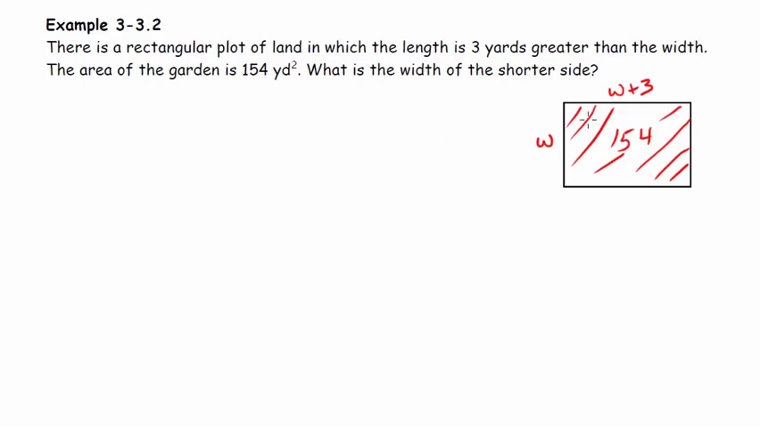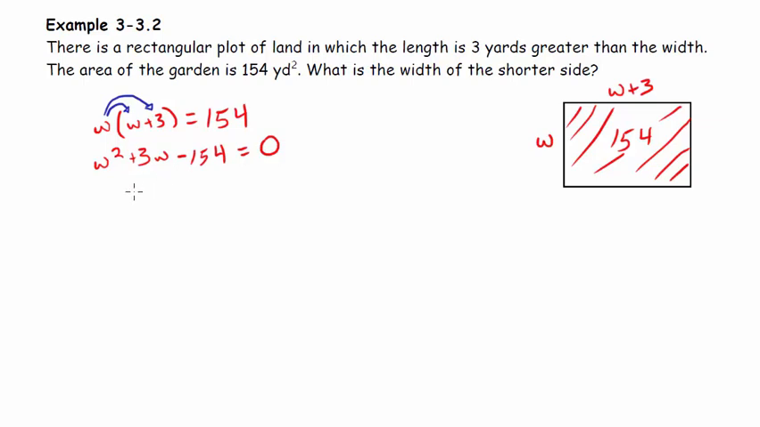To come up with an equation here, we need to multiply these two sides, length times width, or base times height. So I'm going to say W times W plus 3 equals 154. Now if we're going to use our factoring strategy, we need to get everything over to one side and then expand everything out and see if we can factor this. So first, I might distribute this W. On my left hand side I would have W squared plus 3W. Now if I subtract 154 over to the other side, I get minus 154 equals 0.